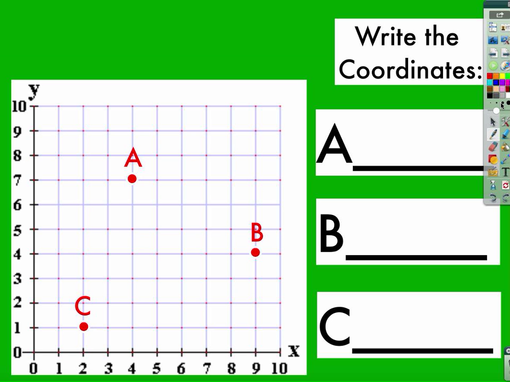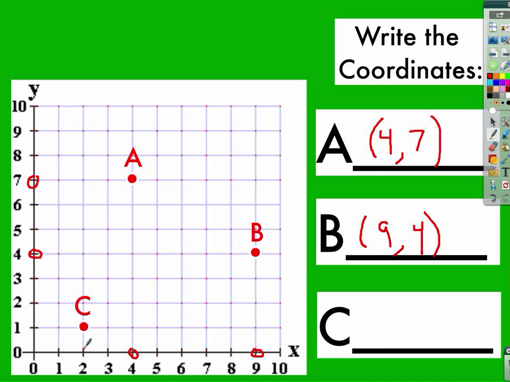The first one is point A. So point A looks like it's on 4 on the x-axis and 7 on the y-axis. So we look at the number straight below it and straight beside it. So the coordinates for point A, the x goes first, just like in the alphabet, are (4, 7). For B, it looks like it's on the 9 on the x-axis, so that's first, 9. And then we look on the y-axis, we go all the way across over here, and it's on the 4. So the coordinates for point B are (9, 4).